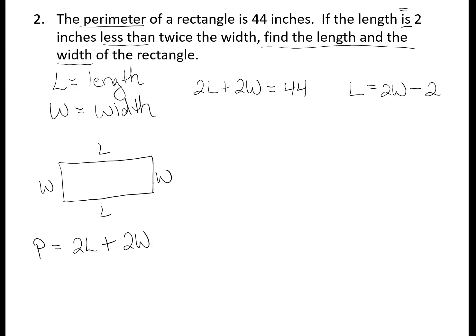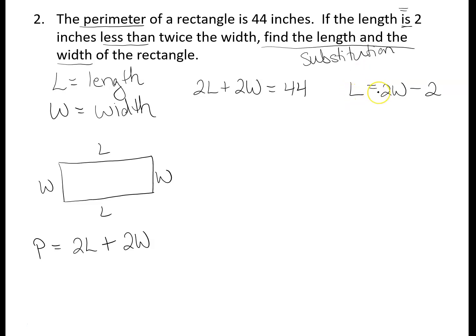Then we are ready to solve the system, either by substitution or addition. This time we already have a variable isolated. When that happens, I usually choose substitution. But you don't have to. You could certainly move the 2W over and then solve by addition if you prefer. But I'm going to go ahead and show substitution.